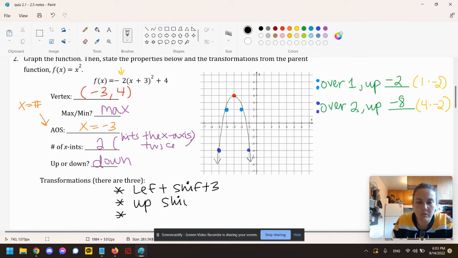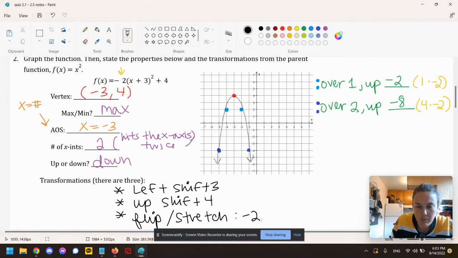We moved it up by 4. Up shift 4. And we flipped it. Used to be right side up, now it's upside down. Flip and stretch by -2. We used to go up, and then we stretched it and flipped it in the same turn. I think there's probably 3 on the test. We probably should have called this 4, but that's how it goes.